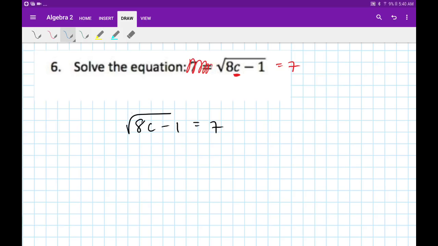Okay, so remember we need parentheses around everything on both sides. On the left, when I square a square root, these cancel. I'm left with 8c minus 1 equals. On the right, 7 squared becomes 49.